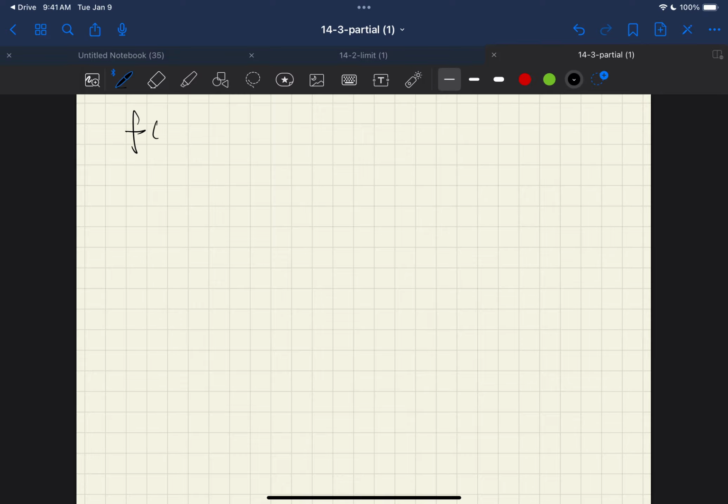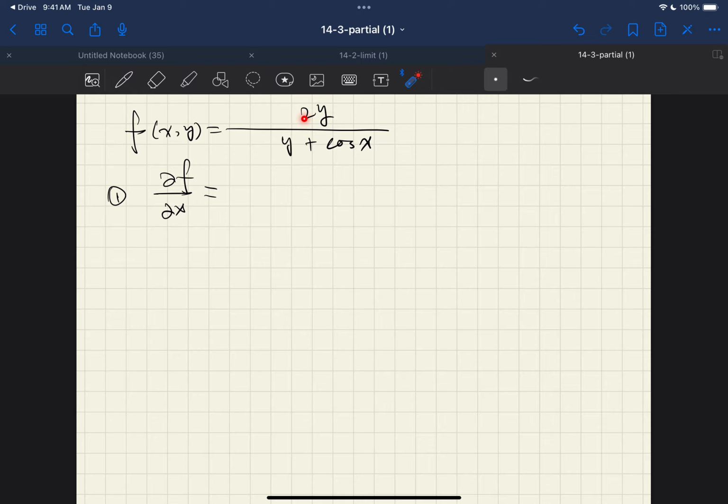So f is given by 2y over y plus cosine x. So we assume you still remember chain rule and every basic rules of the single variable calculus differentiations. So we look at d/dx. So y is frozen. For this case, 2y is constant. This y is also constant. You can think of y as 1. Then this is 2 over 1 plus cosine x.